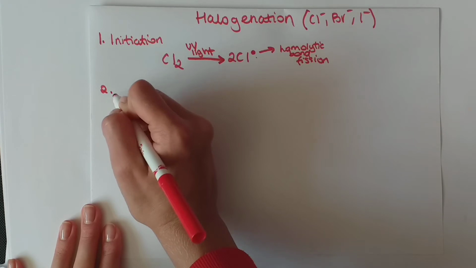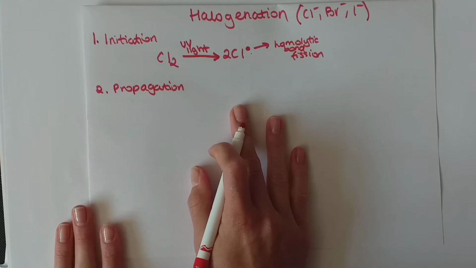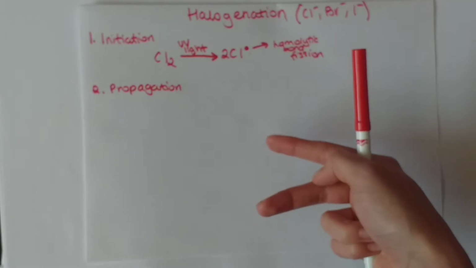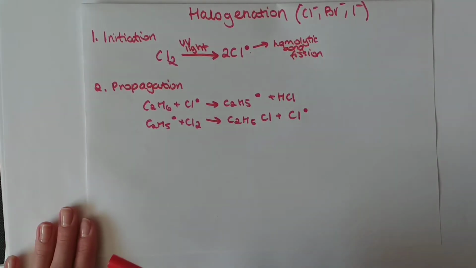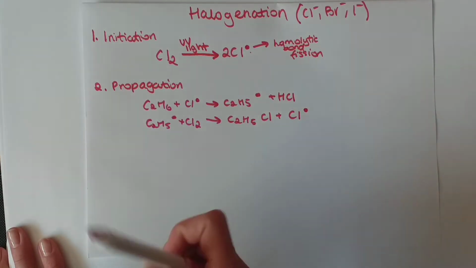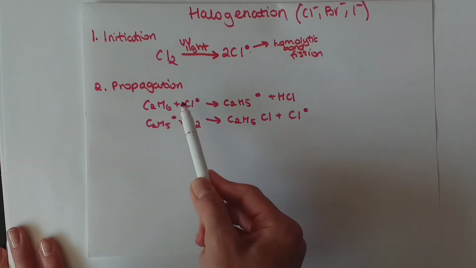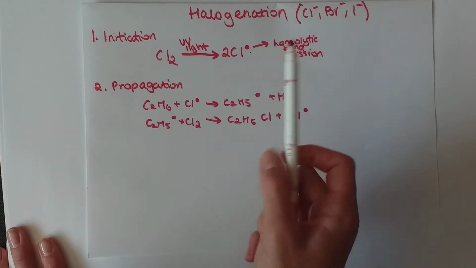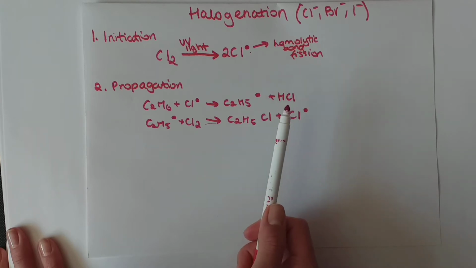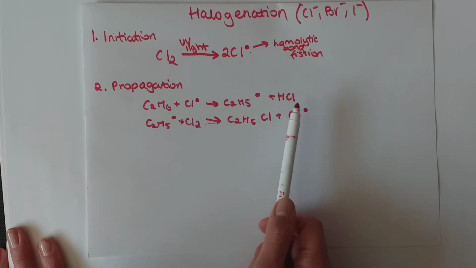The next step is called the propagation. Propagation is basically a chain reaction. So I'm going to write 2 equations down and then we're going to talk about them. So here are the 2 equations. In this example, I used ethane. Ethane reacts with the chlorine radical, which we just formed, just one of them, and it forms a radical itself by losing 1 hydrogen. That 1 hydrogen bonds with our chlorine radical and forms hydrochloric acid.